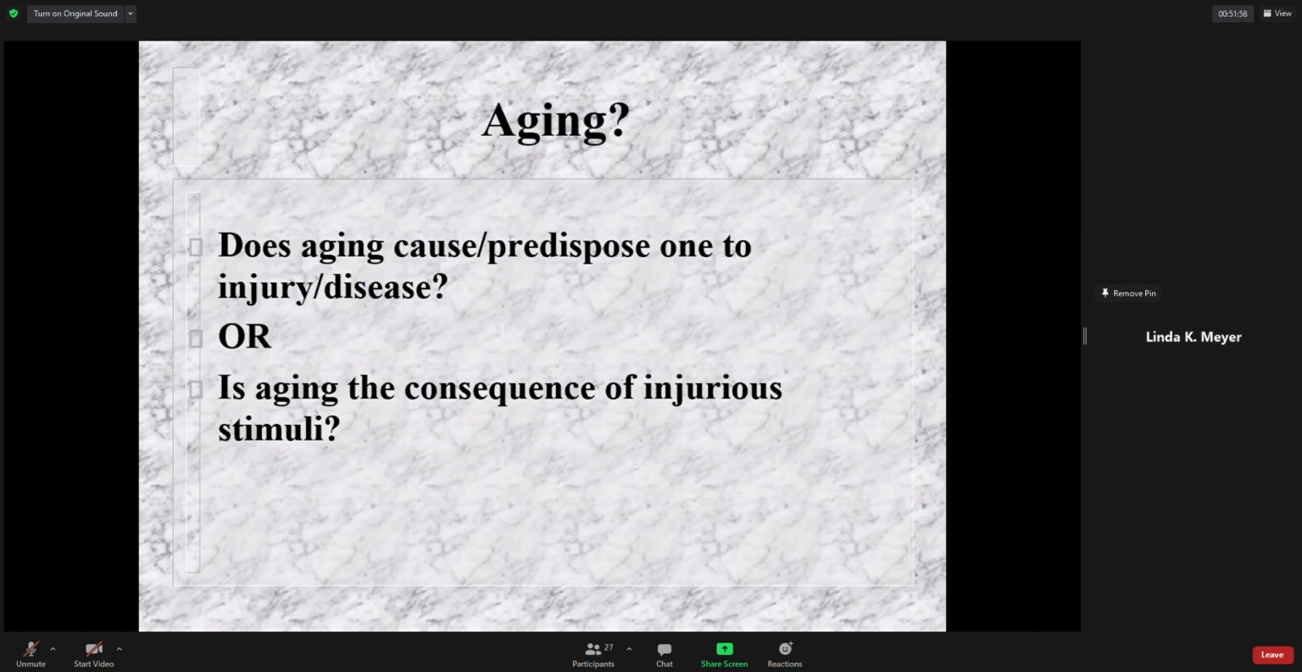All right, so we've gone over a wide range of various injurious stimuli. Why don't we go ahead and take a 10-minute break, and then we're going to finish off with host response to these injurious stimuli.